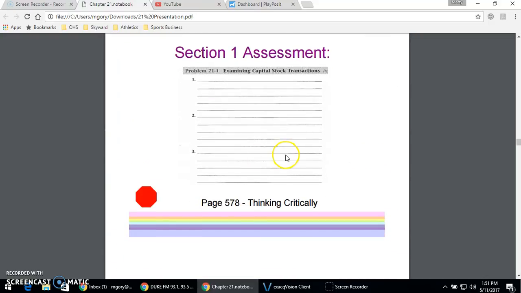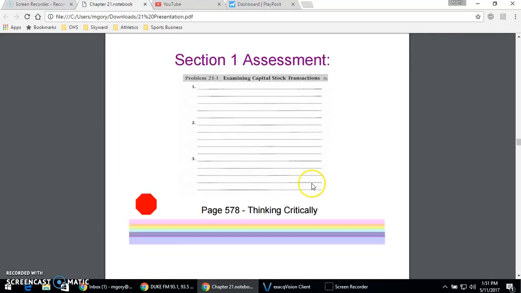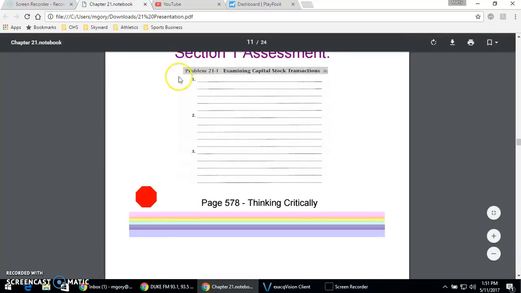All right, so to conclude section 1, these are the questions that you want to think about. Problem 21-1, we'll be doing this in class. So if you can answer those 3 questions, chances are you got a good grasp of what's going on in section 1.